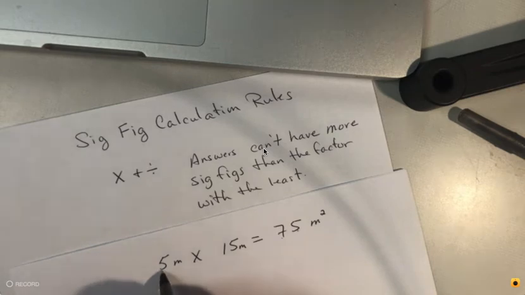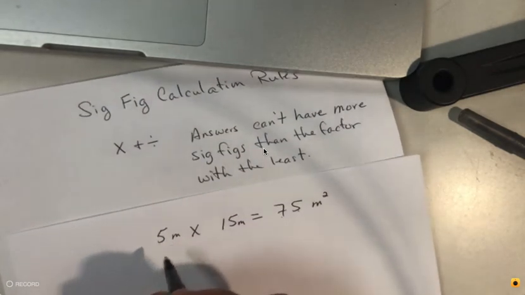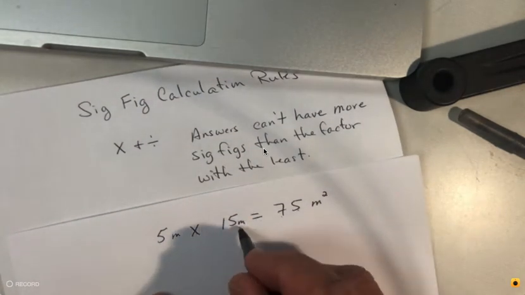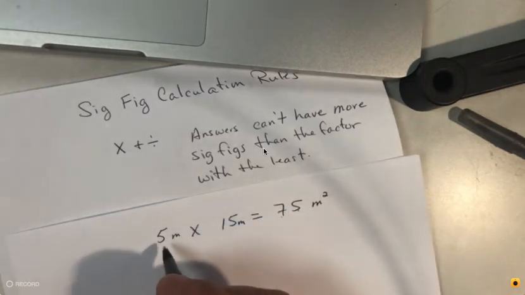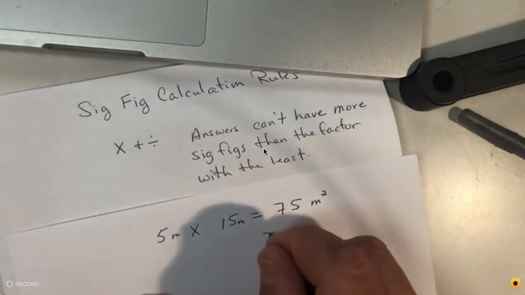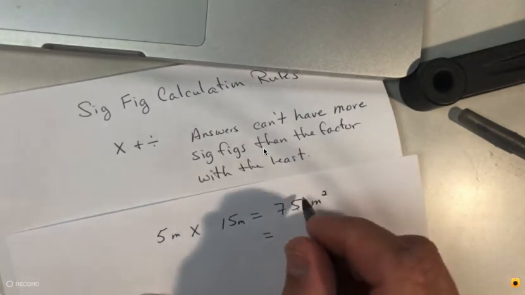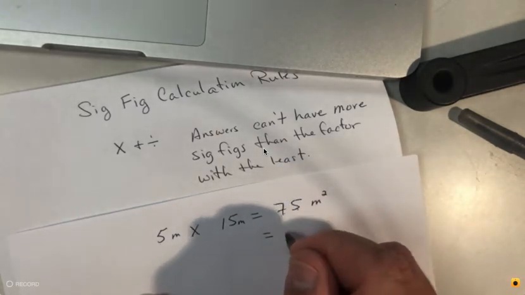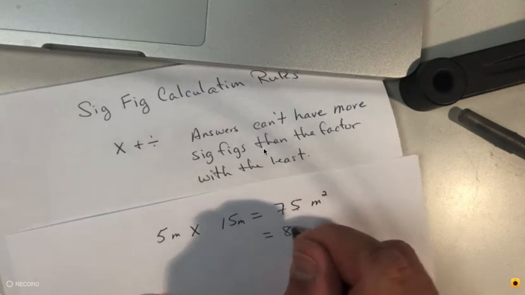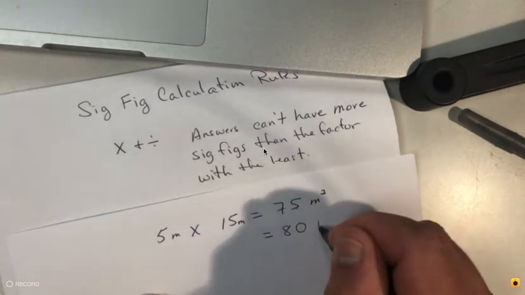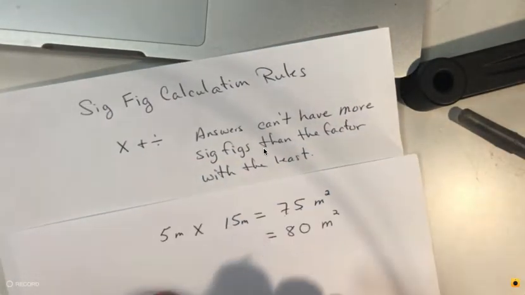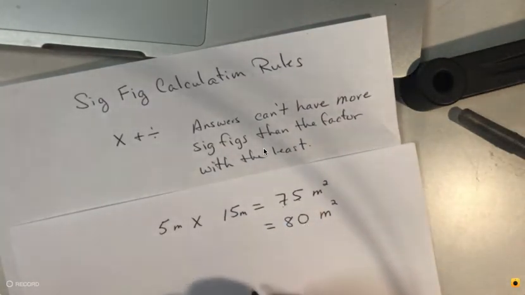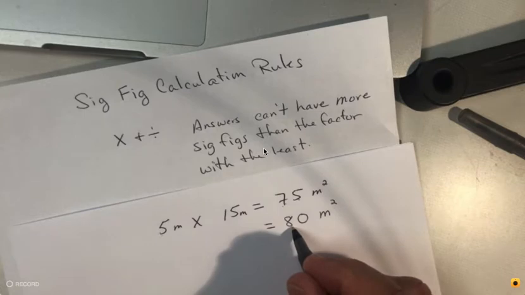So this only has one significant figure. This number has two significant figures, so our answer can't be more accurate than the stuff that we put in. So we have to round this off so that it only has one significant figure. So the 7 is followed by a 5, you're going to round it to an 8, and then put a 0 in to hold the place. And that 0 will not be significant because there's no decimal.